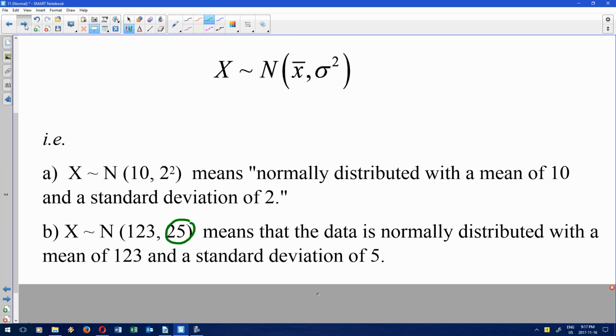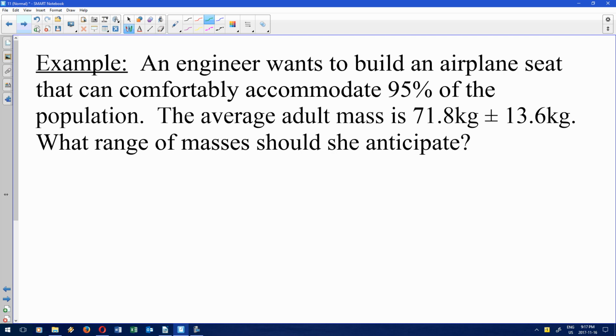And for our last example here, a sort of practical application of how this works. Let's say an engineer wants to build an airplane seat that can comfortably accommodate 95% of the population. And the average adult mass is 71.8 kilograms plus or minus 13.6 kilograms. What range of masses should she anticipate? So what size of people will they have 95% of the time? Again, we talked about this the other day with distributions. Something like mass is going to be normally distributed over a large sample.